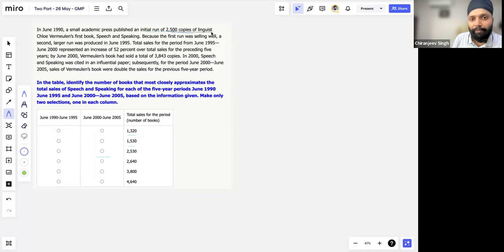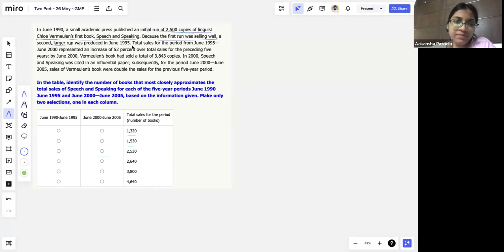So they essentially published 2,500 copies of this book, which is Speech and Speaking. Because the first run was selling well, a second larger run was produced in 1995. So same year, June, 5 years later, the original is selling well, so now we are producing even more copies. It's going to produce more than 2,500 copies, right?